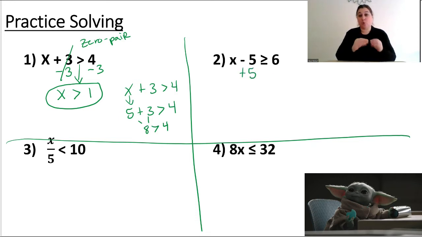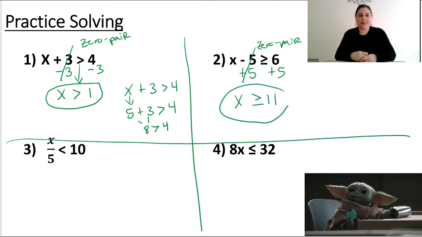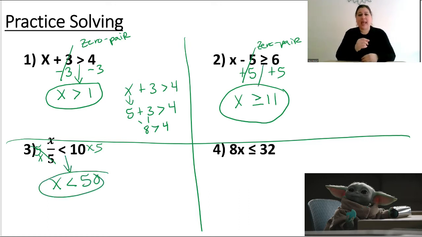For the next one, add 5. There's my next 0 pair. They're opposites. They create 0. X is greater than or equal to 11. All right, keep going. Now I'm going to multiply by 5 because it's division. X is less than 50. Just keep the same symbol. Look, it's the same exact symbol. Divided by 8, divided by 8. X is less than or equal to 4.